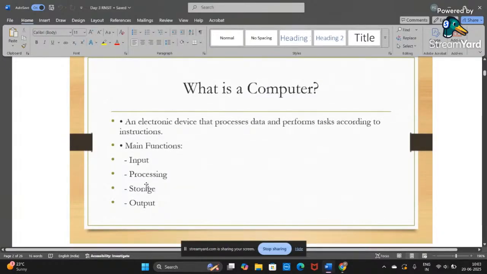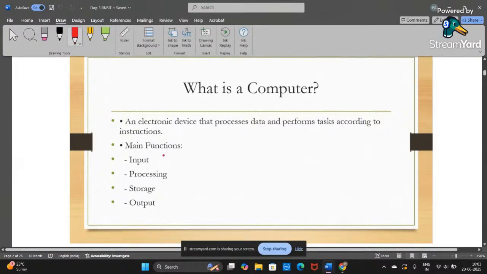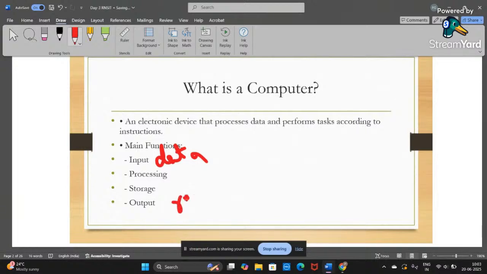So what is input here? Input is nothing but the data. Input is data, and output is a result. These are the main functions of a computer.